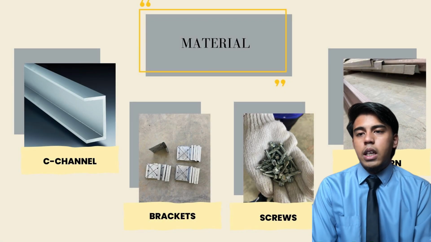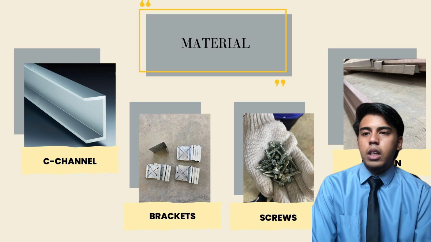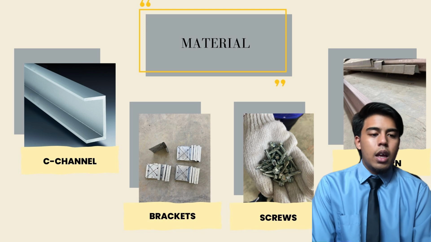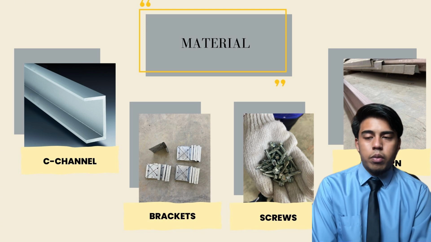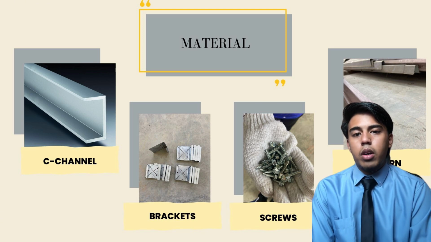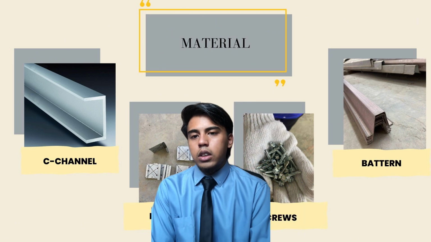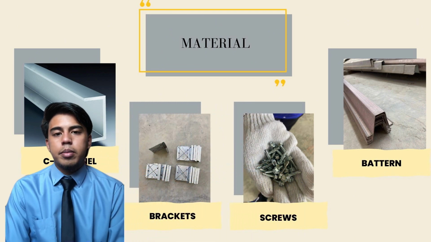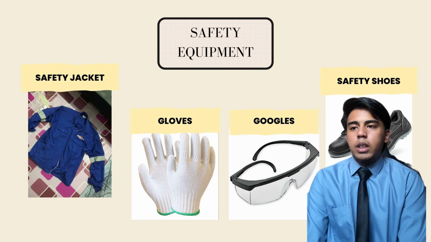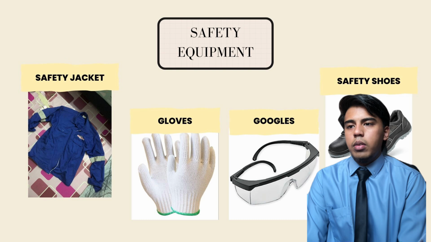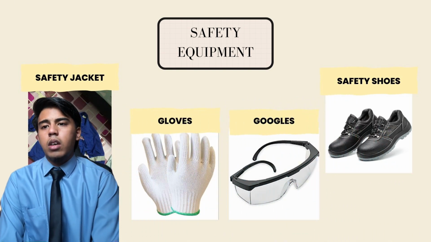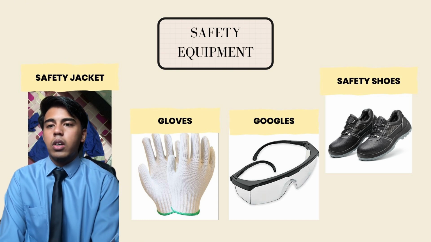For materials, we used, firstly, C channel. Next, bracket. For the bracket, we had to make our own bracket from C channel with a length of 7.5 mm. Next, screw, and last, batten. For safety equipment, first is safety jacket, second is gloves, third is goggles, and the last is safety shoes. This is to protect ourselves from any injuries that may occur.